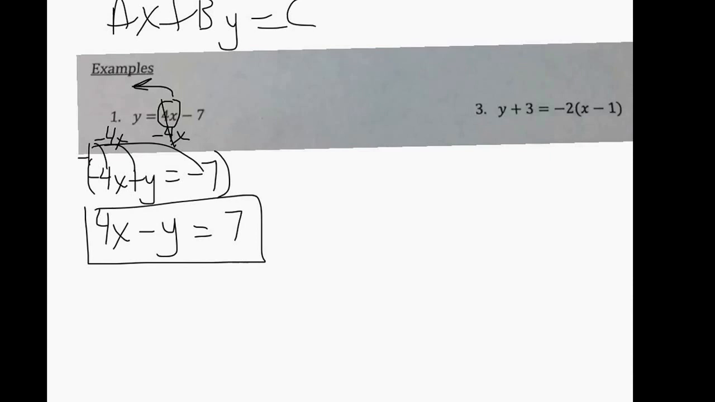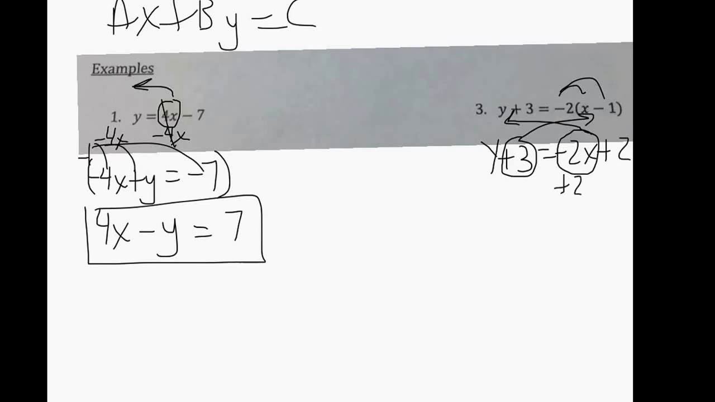Okay. Alright, 3. The first thing we need to do is get rid of these parentheses, just like we were doing the other day when we did point-slope form. So this would be y plus 3 equals negative 2x plus 2. Okay, so then our goal is we want variables on the left, numbers on the right. So this guy needs to get moved that way, and then this 3 needs to be moved that way. And you've got to pick out which one you want to do first. I'm going to move the x first. So plus 2x to both sides.